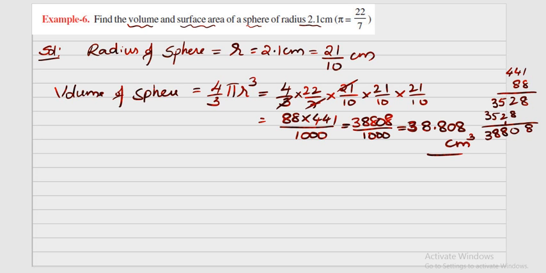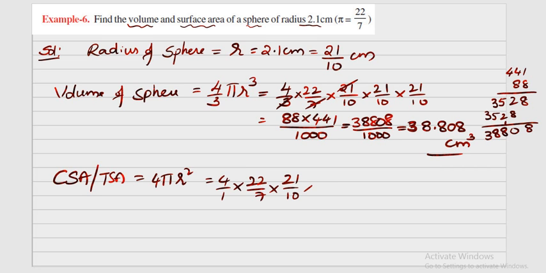Now let us move on to the surface area, right? So here surface area is nothing but TSA or CSA. Both are the same for this sphere because you don't have any top and bottom. So the CSA or TSA of a sphere is given by 4 pi r square. Now if you substitute the value, 4/1 into 22/7 into r square. R square is nothing but 21/10 into 21/10.